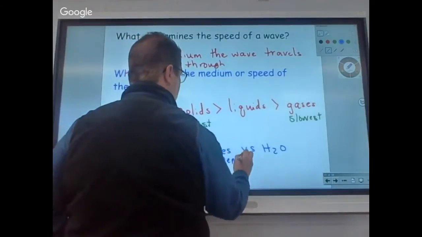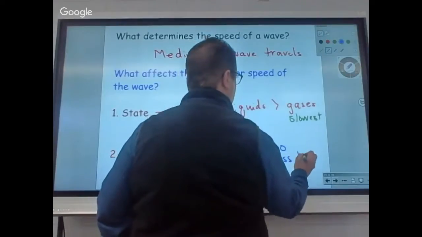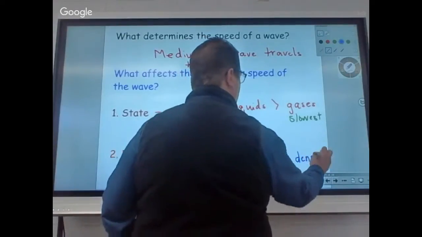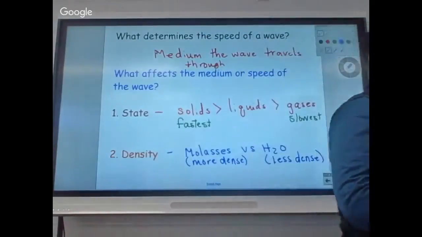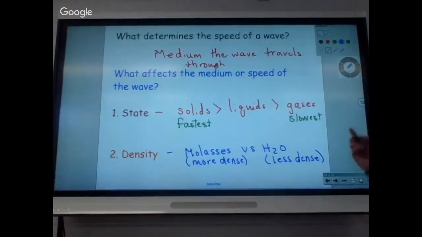It would be. All right, and water is going to be less dense. Which one do you think the wave would travel better in? In that really thick molasses or in the water? Molasses. The water, okay? The wave is going to move better in the water.